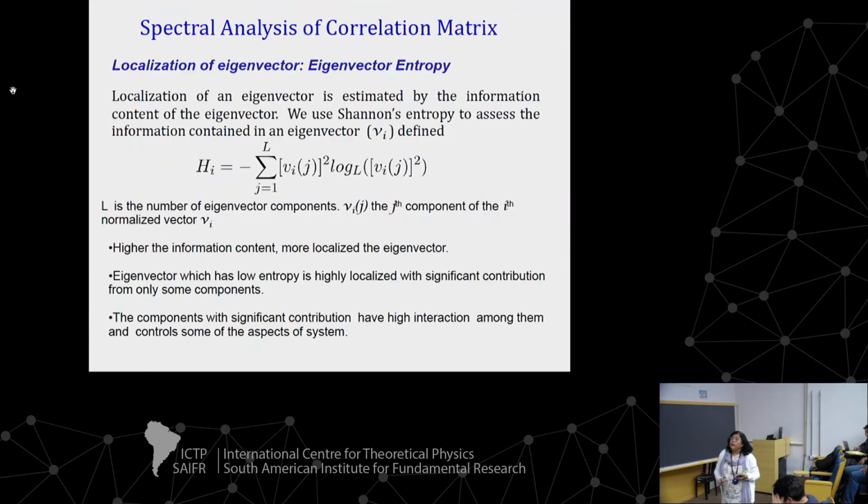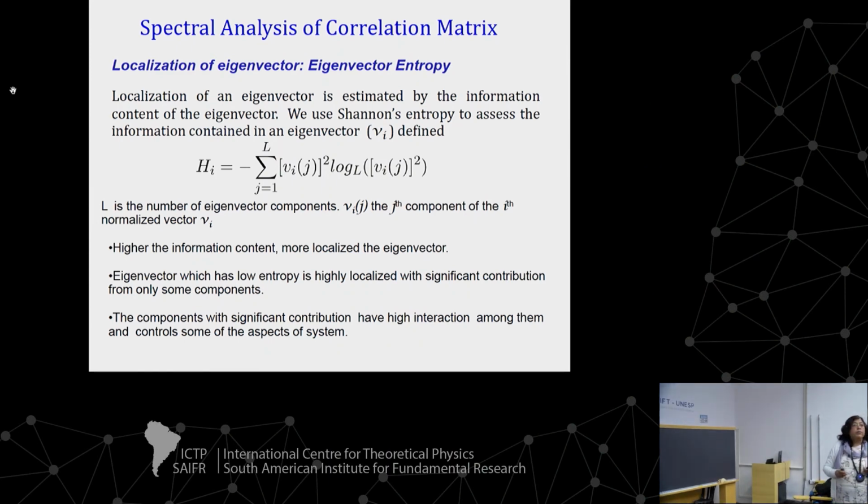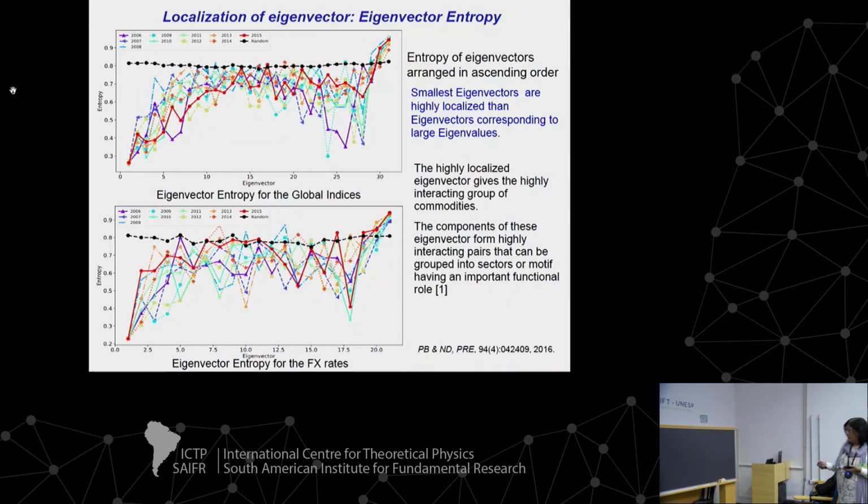And here, so that's one result. And one could go on and analyze some other indicators, which is the Shannon entropy of the eigenvectors, defined in this way. And we look at the entropy versus the eigenvector components, and we get these graphs for the different years, the 10 years that we analyze.